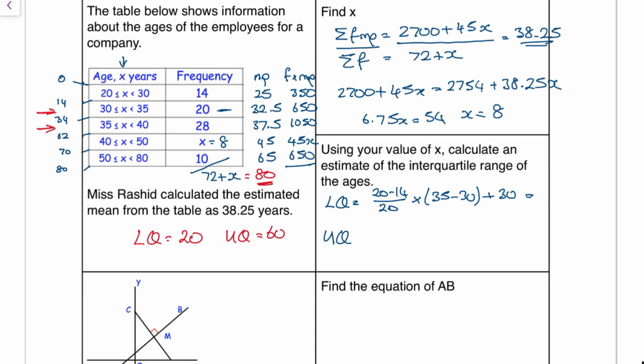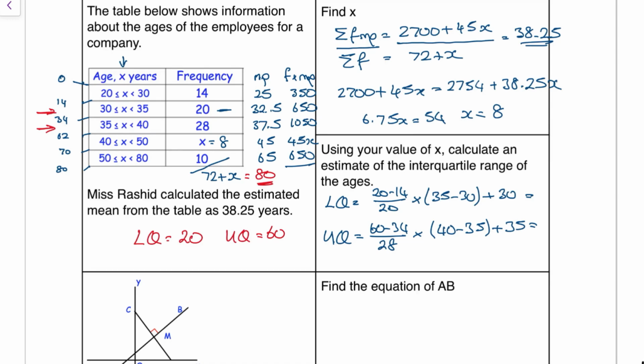So now it's in the third group. So I need to go from 34 to 60. So that's going to be 60 minus 34. I'm going to divide that by how many things there are in the group, which is 28. I'm going to multiply that by the width of the group, which is 40 minus 35. I'm going to add on the initial part of the group, which is 35, and that's going to be the upper quartile. Right, calculator out.